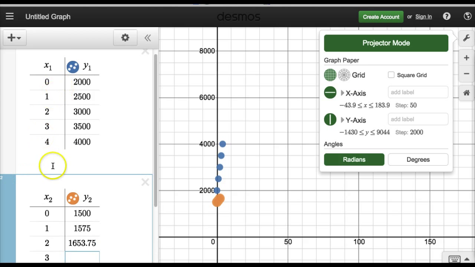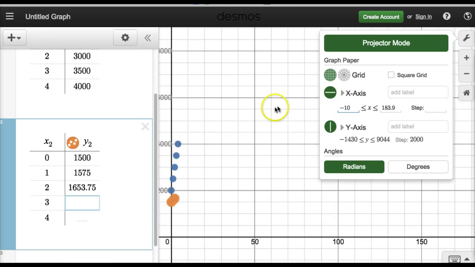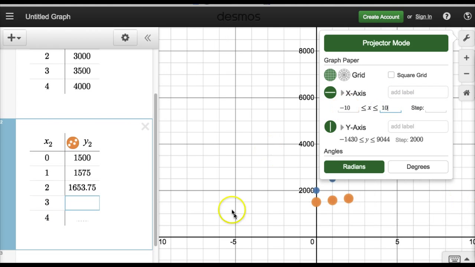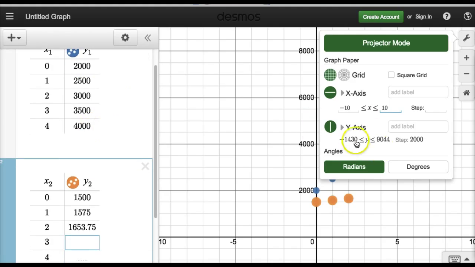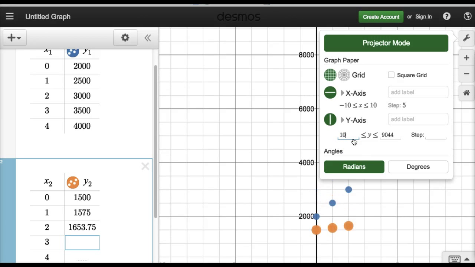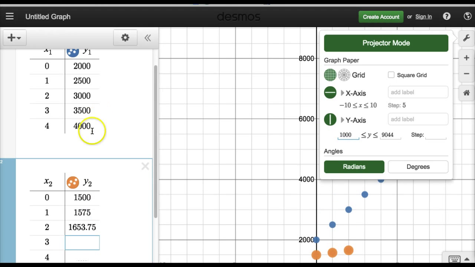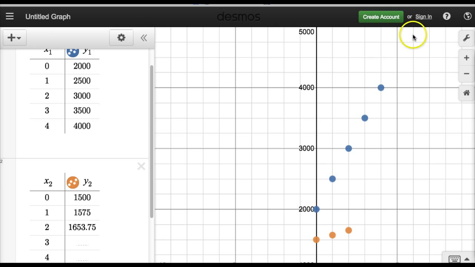My smallest number on the X is 0. I want to get a little bit smaller than that, so start with -10. And my biggest is 4 right now, but I'm just going to change that to like 10. And then for my Y values, my smallest number is 2,000. So you know what? I'm going to go a little bit lower than that. Why don't I just start with like 1,000? And then I'm going to go up as high as, I don't know, the biggest number here is 4,000. So maybe I'll just try 5,000. And so that way the graph is more clear.